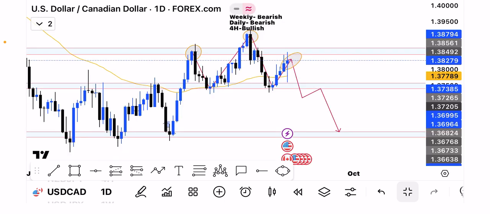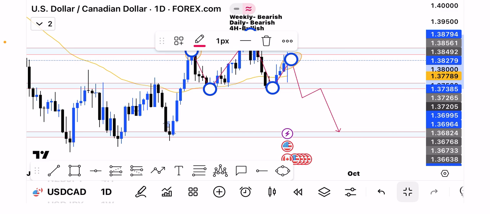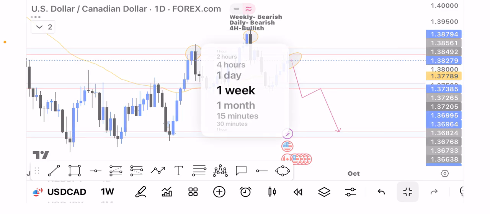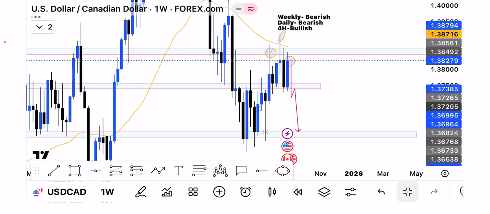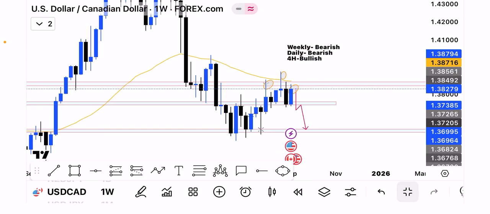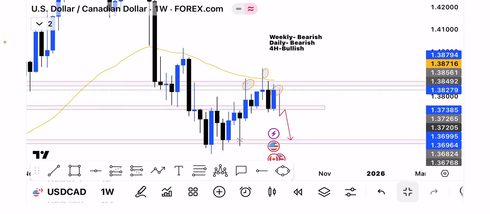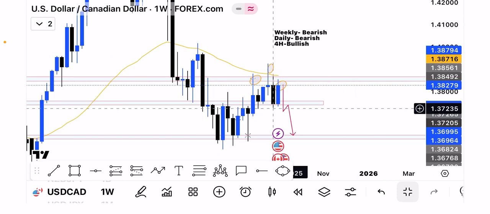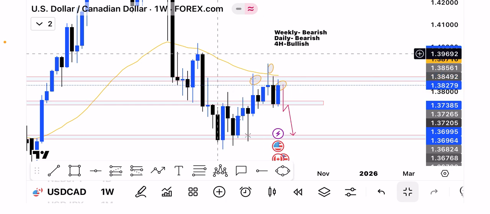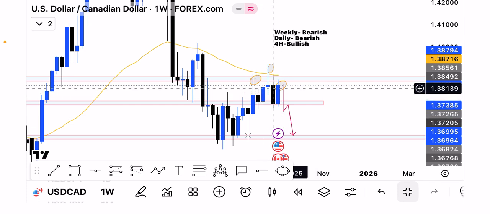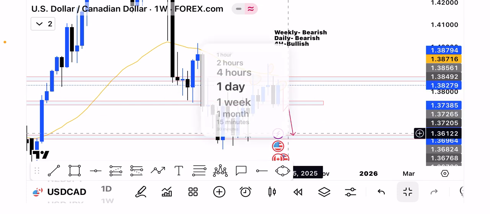Then USD CAD. So USD CAD, we go back to the weekly time frame. The weekly time frame is bearish. You can see this is the lower high and this is the lower low. So we'll be looking for sales around here.